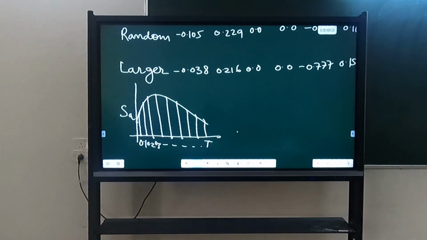This is our DSHA, deterministic seismic hazard assessment.